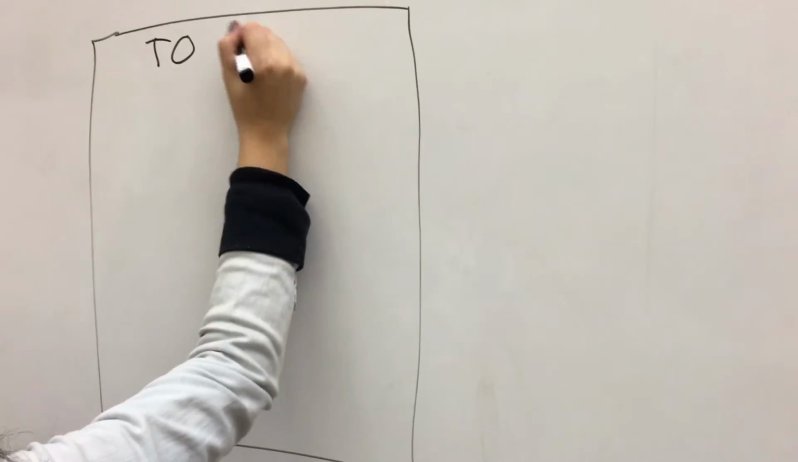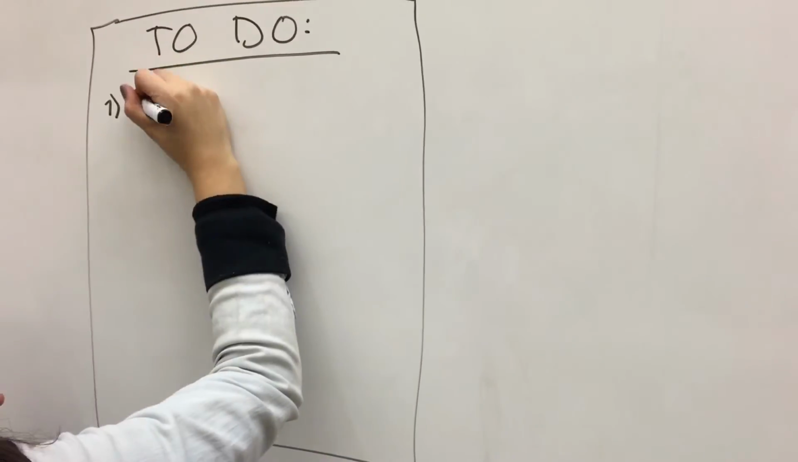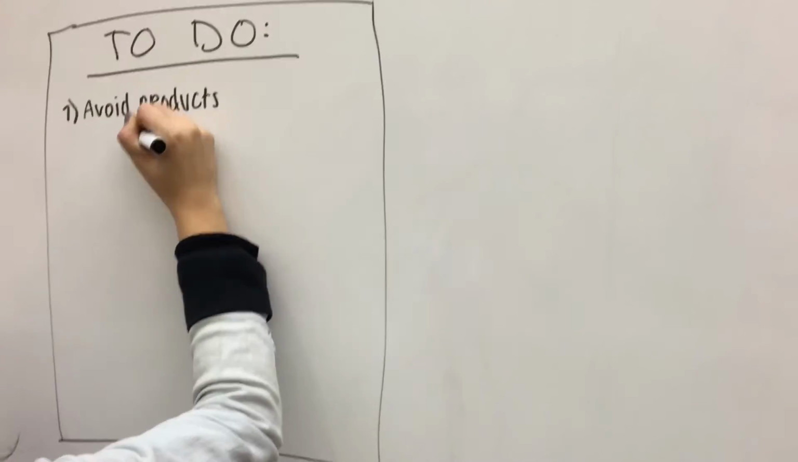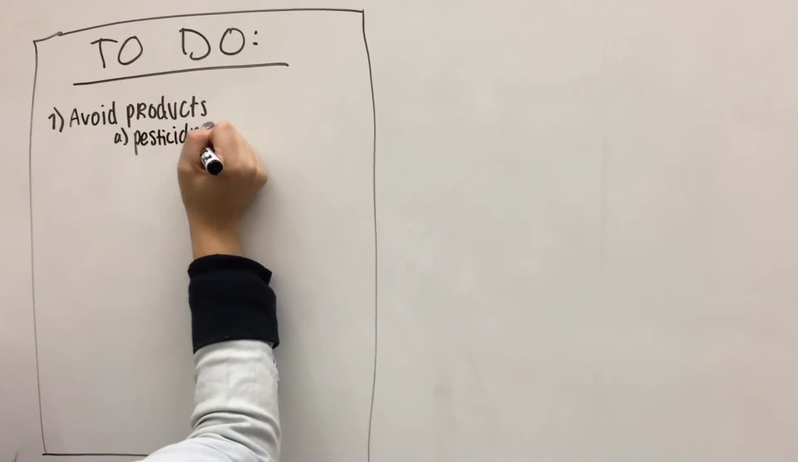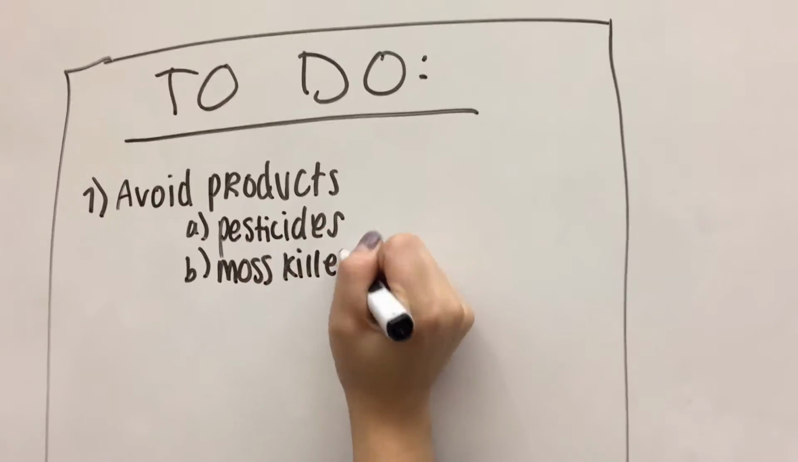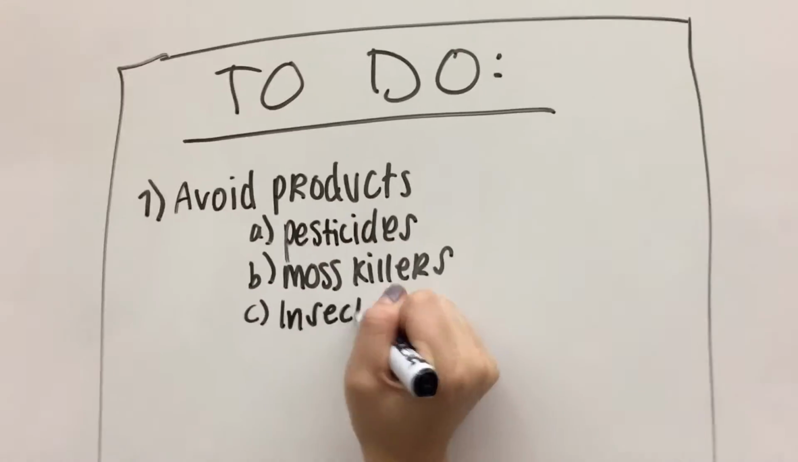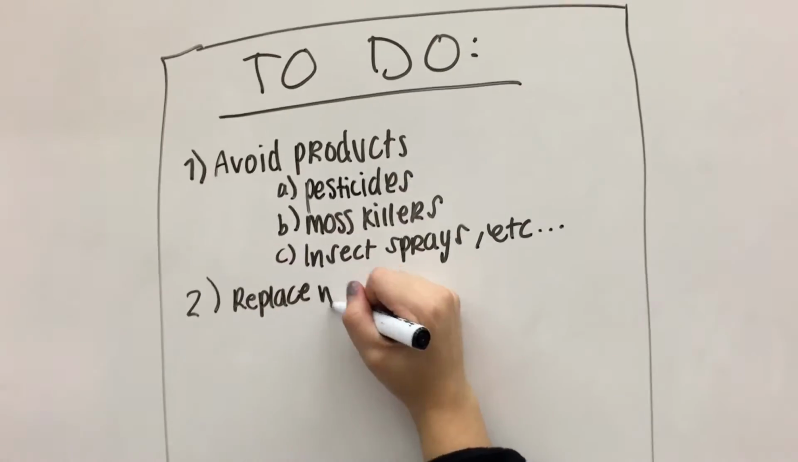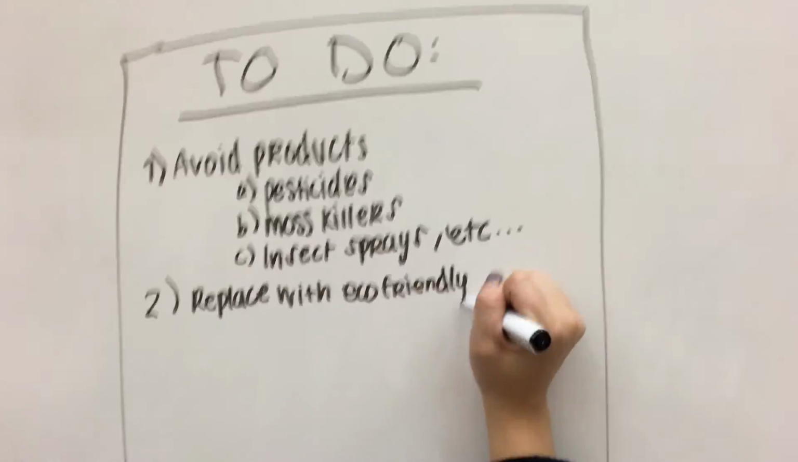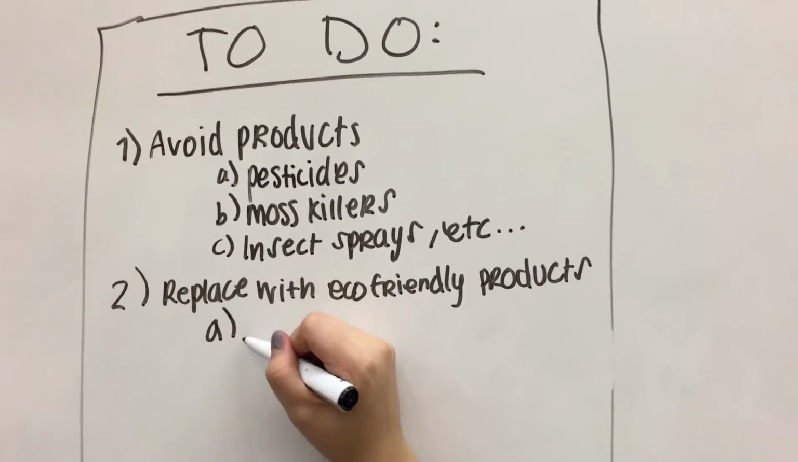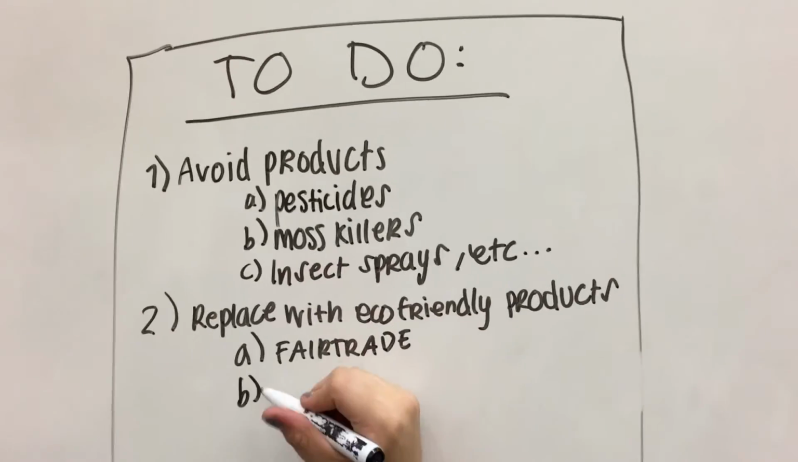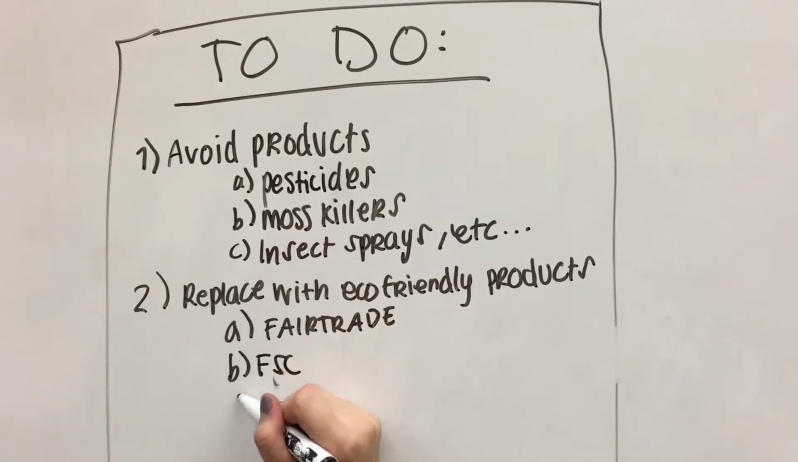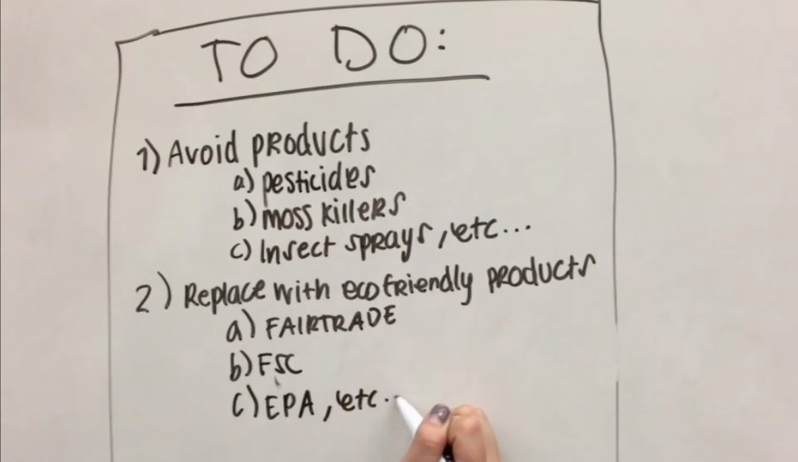Everyone can help save the problem by doing these things. 1. You could avoid products such as pesticides, moss killers, insect sprays, slug bait, household items containing mercury, and harmful cleaning supplies. 2. You could replace them with eco-friendly labels such as Fair Trade, Forest Stewardship Council Certified, also known as FSC, Green Certified Organic, and EPA Safer Choice. If these do not seem beneficial, you could also recycle.